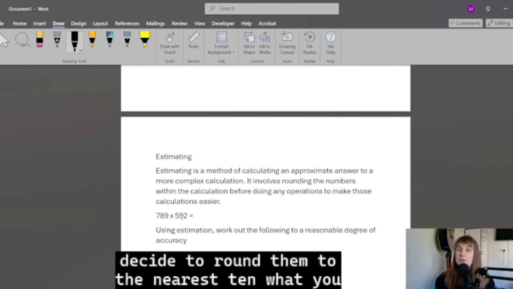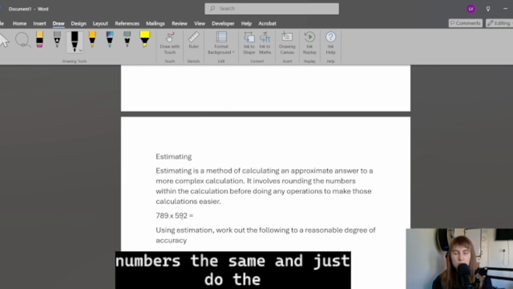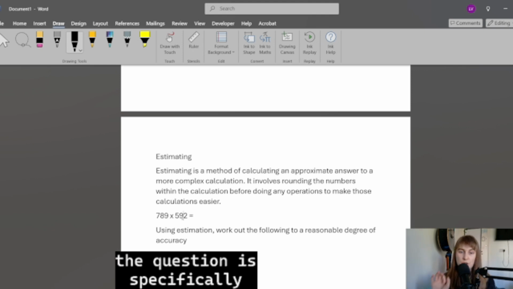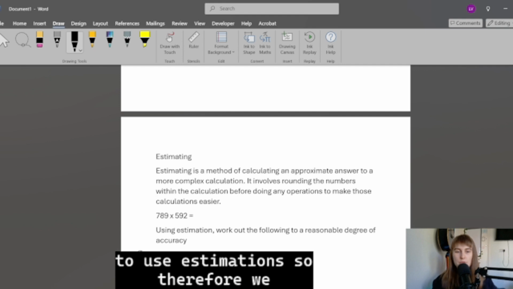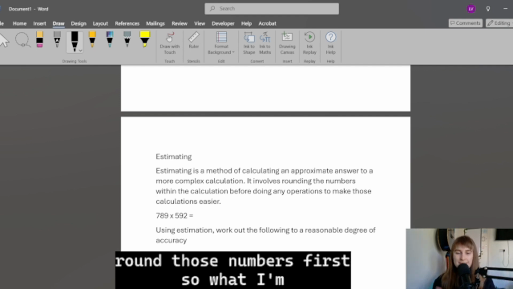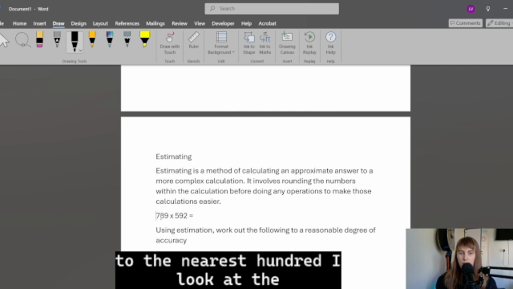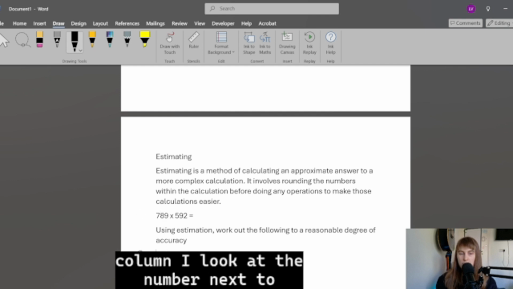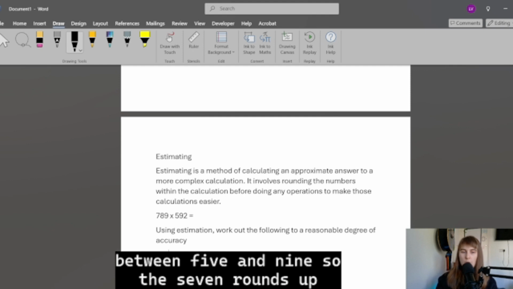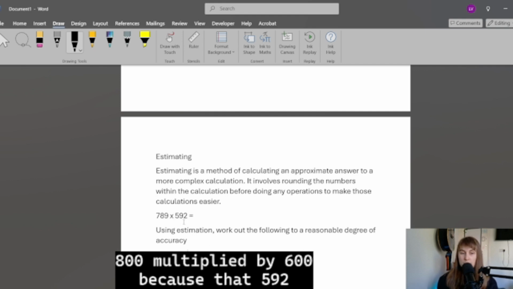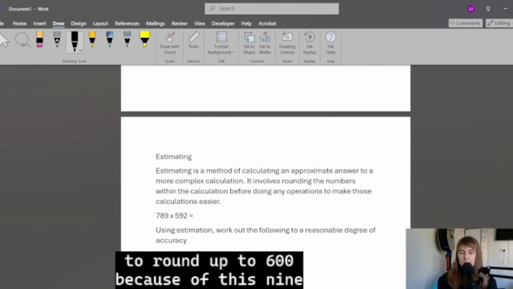What you can't do is keep those numbers the same and just do the calculation. You could do that, of course, but you won't get the marks for that because the question is specifically asking you to use estimation. So therefore, we have to round those numbers first. So what I consider a reasonable degree of accuracy is to round them both to the nearest 100. So if I'm rounding to the nearest 100, I look at the hundreds column. I look at the number next to it. That 8 is between 5 and 9. So the 7 rounds up. So what I actually have is 800 multiplied by 600, because that 592 is going to round up to 600 because of this 9 in the tens column.